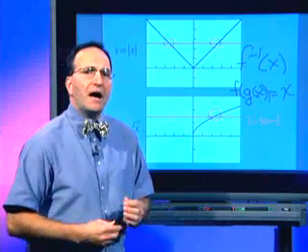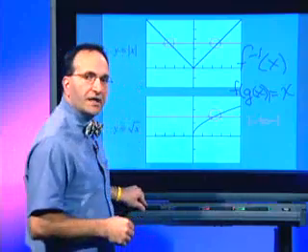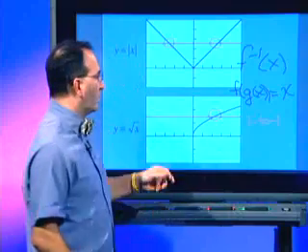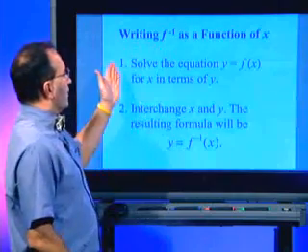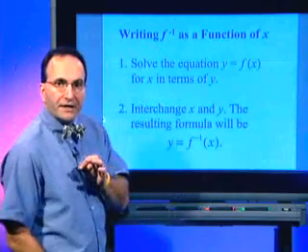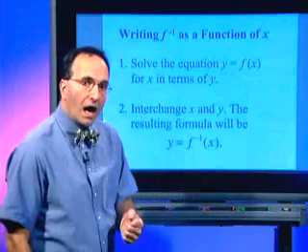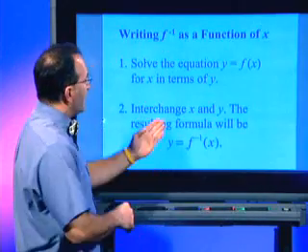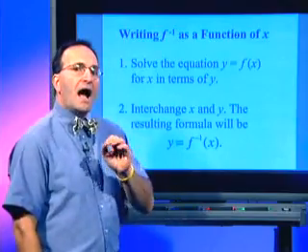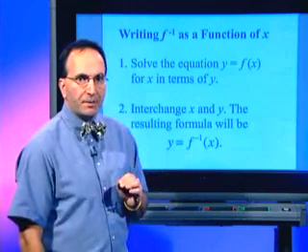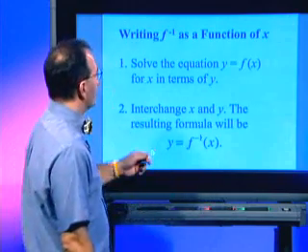Now, let's look at how we can find an inverse function for a function that's one-to-one. Writing an inverse function. First step, solve the equation for x in terms of y. And then interchange x and y, and the resulting formula will be that y is equal to the inverse function. I think it's best to look at some examples to see how this works.